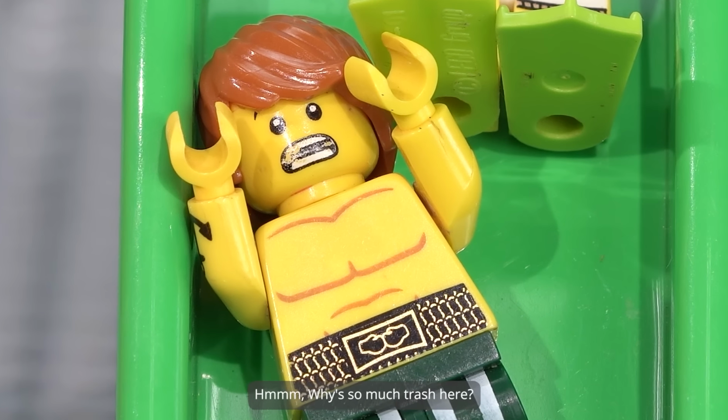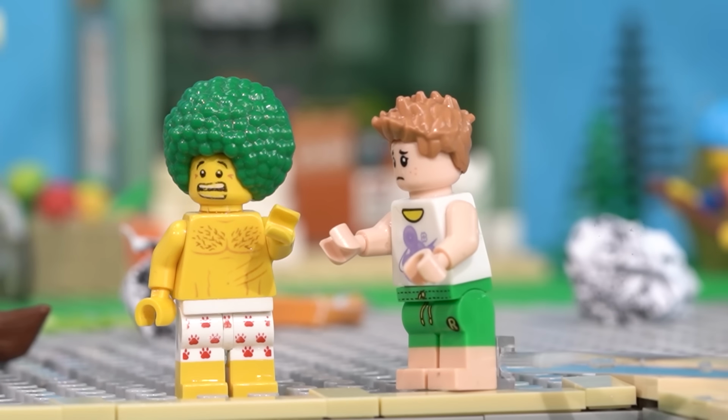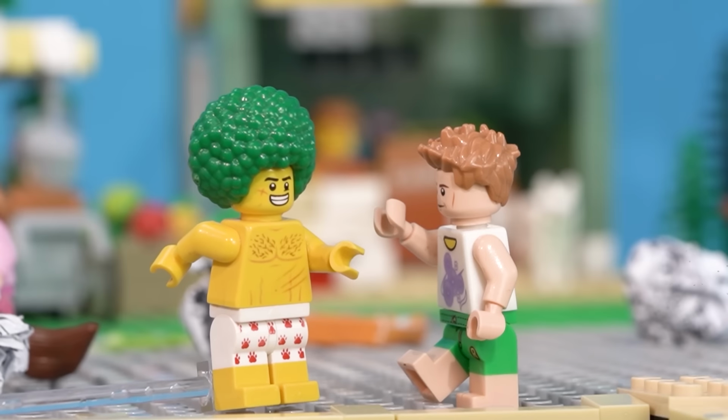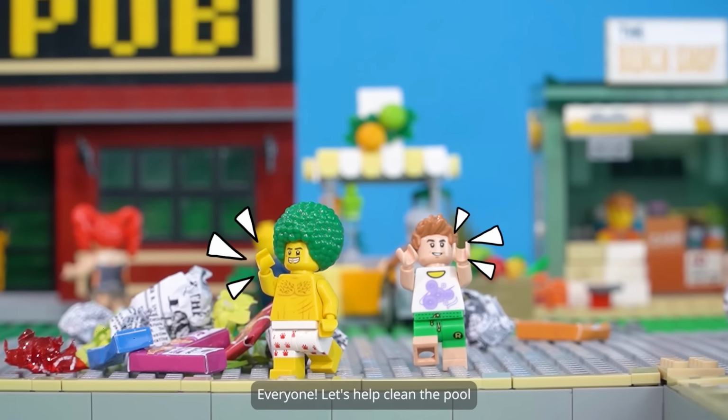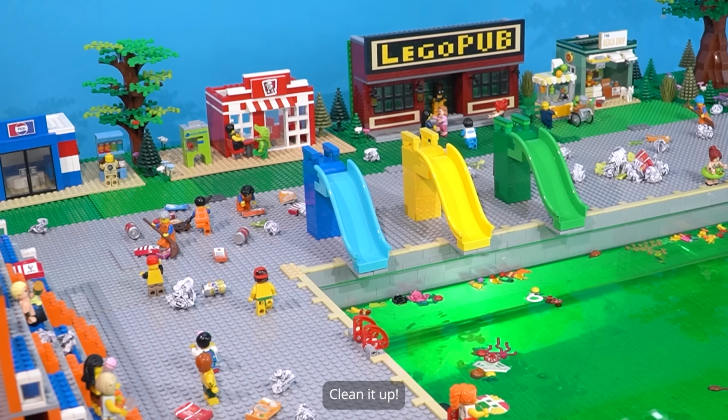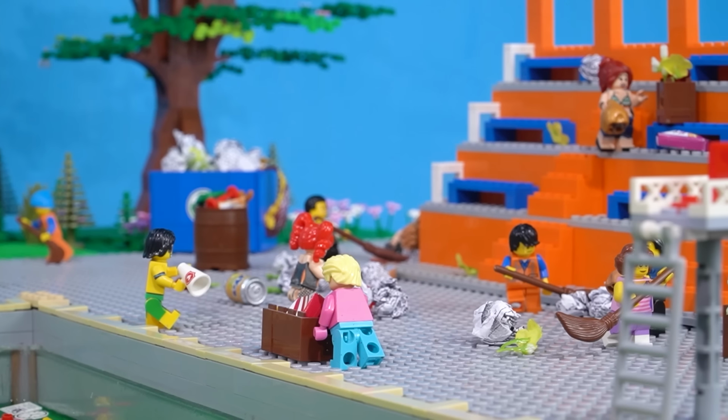Why so much trash here? Someone has to clean this place. Great idea. Everyone, let's help clean the pool. Okay. Clean it up. I'll wash up this area.